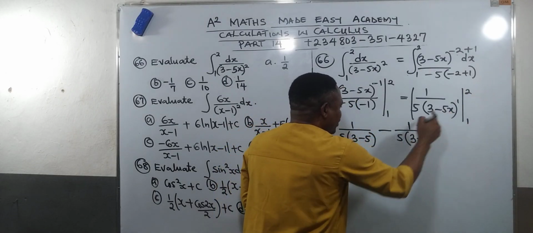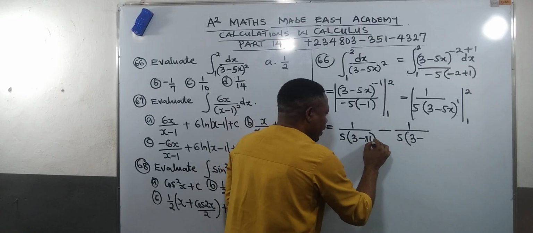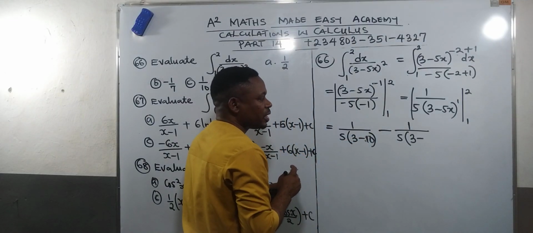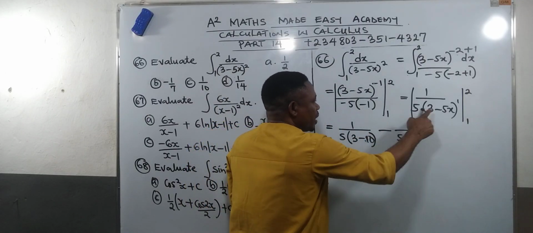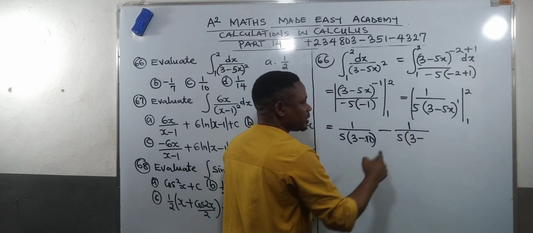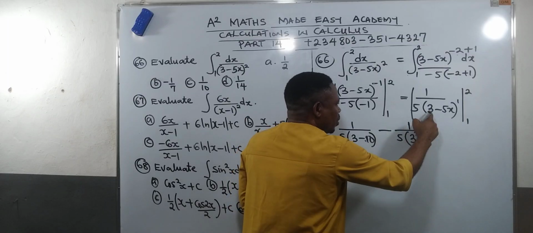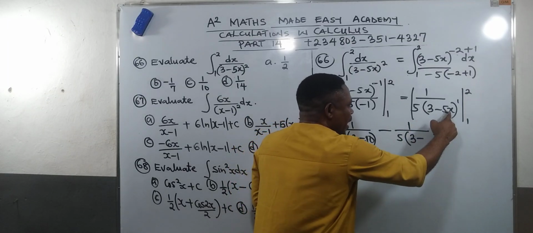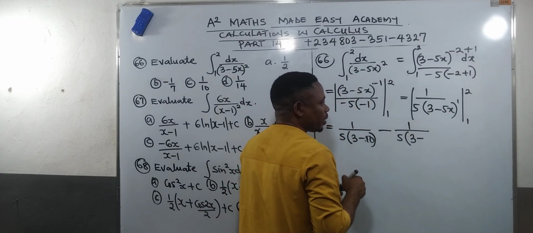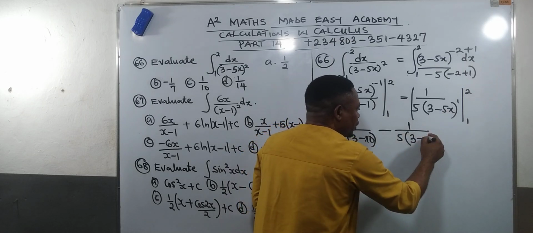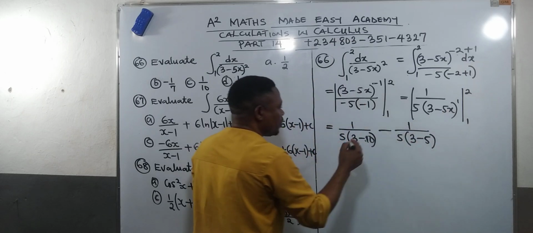I will now say 5 times 2 will give me what? 10. I beg your pardon. Then take the difference, minus x to lower limit is 1, right? I will have 1 all over 5. Open bracket. We have 3 minus x to lower limit is 1. Then 5 times 1 will give me 5. Close the bracket. Can we move ahead?